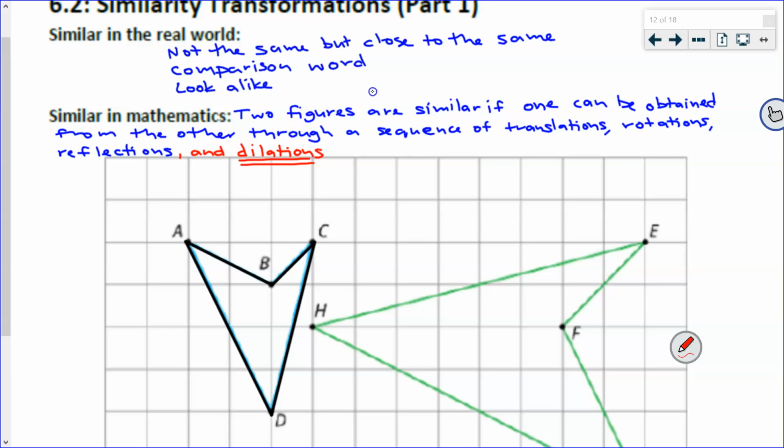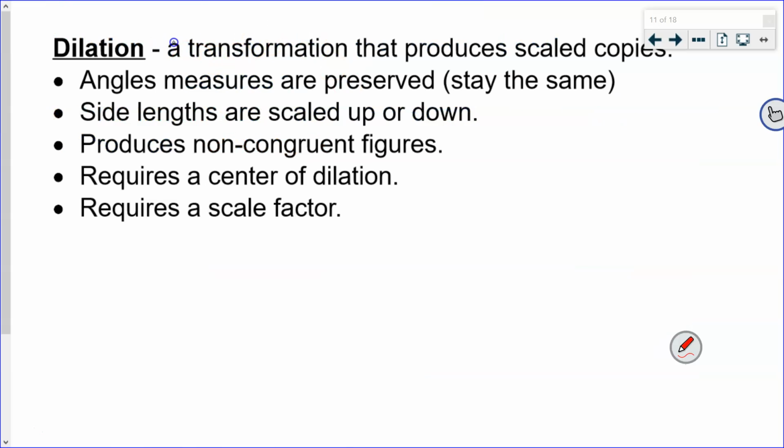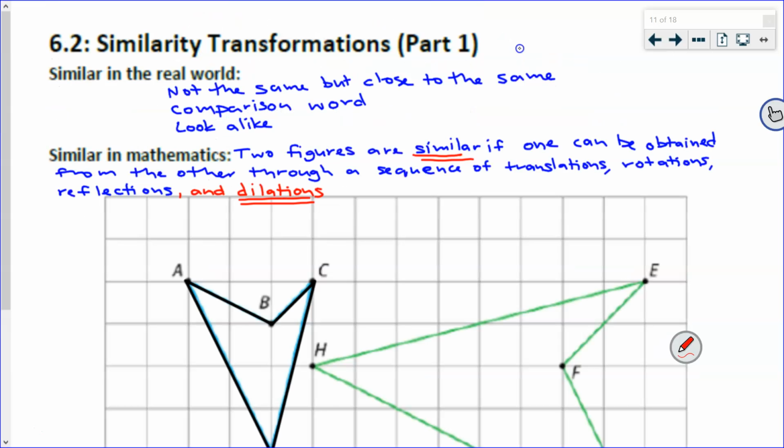Okay, so really, truly, this is a really familiar concept. The difference is now we're allowed to do dilations. And when figures can be related through dilations and some of these other transformations, we use this word similar. So let's tie this in. Dilations produce scaled copies. So the difference now is that when we are allowed to do dilations, that means that similar figures are scaled copies.